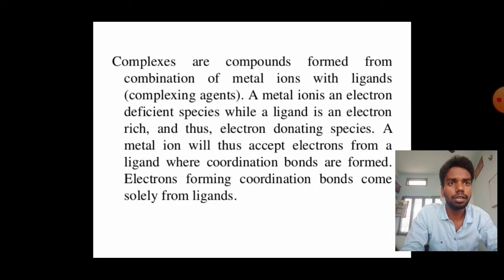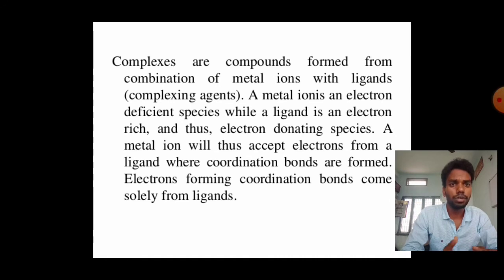Complexes are compounds formed by the combination of metal ions with the ligands, the complexing agents. So ligands are known as complexing agents here. Metal ions are electron deficient species, while the ligand is electron rich. That's why the metal accepts electrons from the ligand, which is the electron donating species. A metal ion will thus accept electrons from a ligand, where the coordinate bond is formed. The electrons forming the coordinate bond come surely from the ligands, right?